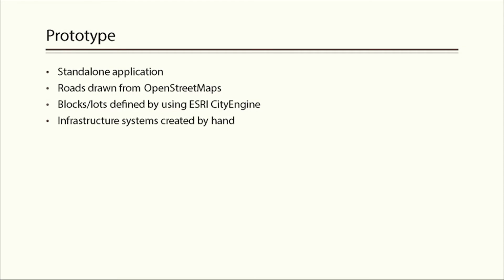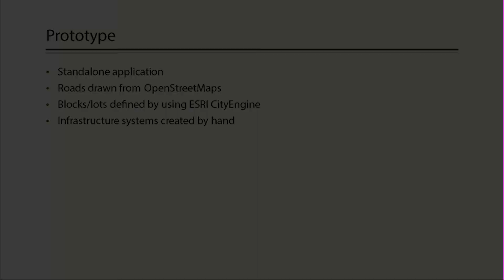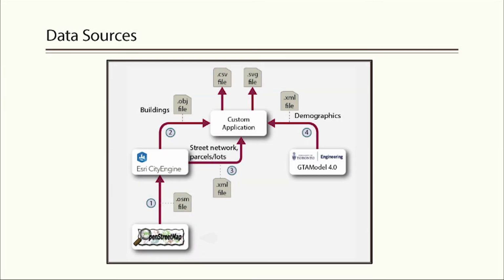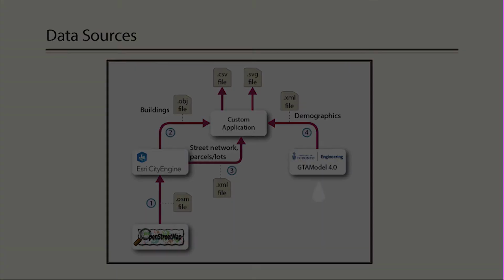So let's finally take a look at the prototype. It was written as a standalone application in C++ and OpenGL. Data is drawn from a number of sources, as we show in the next slide. The workflow begins with OpenStreetMaps. We import a street map into Esri's City Engine, which is used to generate blocks and lots. From City Engine, we export files to a custom C++ application. Demographic information can be obtained from a standard land use transport model.